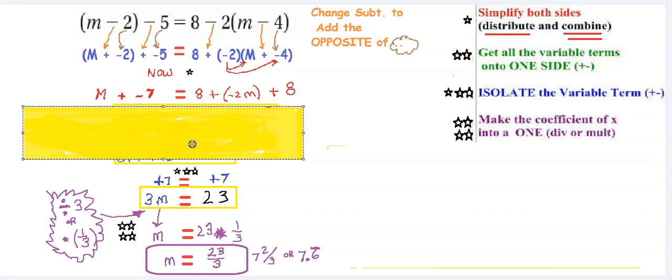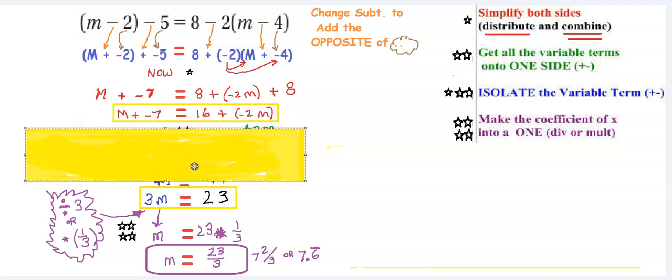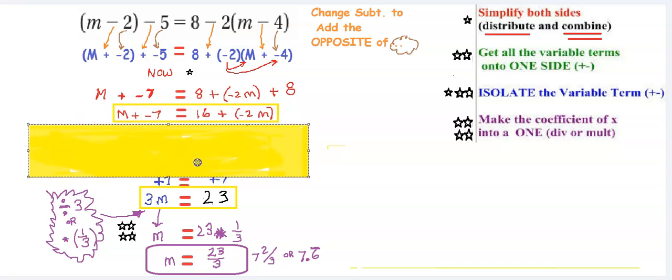So I'm going to take the negative 2 and the negative 5, add them together, negative 7. Take the negative 2 on the right side, distribute it: negative 2m, and negative 2 times negative 4 is positive 8. Notice I'm working with each side separately. I can still, on the right side, add the 8 and the 8, and that would give me 16. So now all I've done is the first star step, and that's simplify.